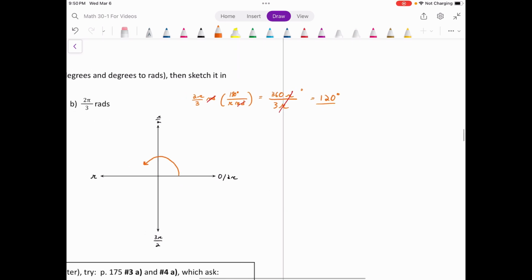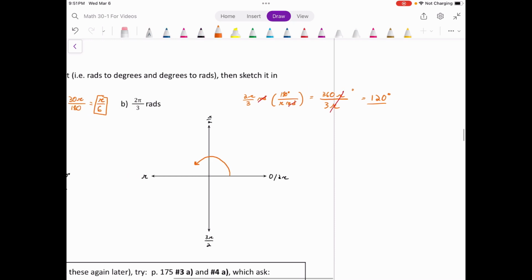Remember what I said, right? 2/3 of pi. So we're saying we're 2/3 of the way to pi. Well, 120 is 2/3 of the way to 180, right? 60, 120, 180. So it checks out. So sure enough, this angle is 120 degrees, or 2/3 of pi, 2 pi over 3.